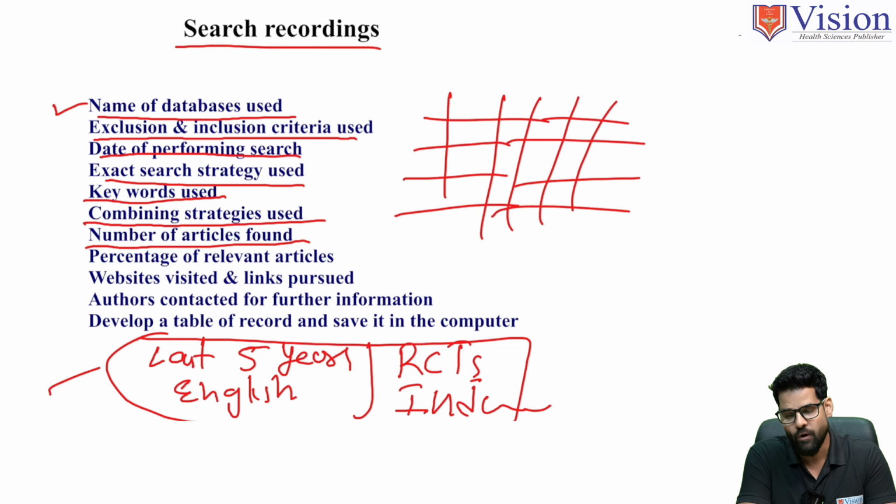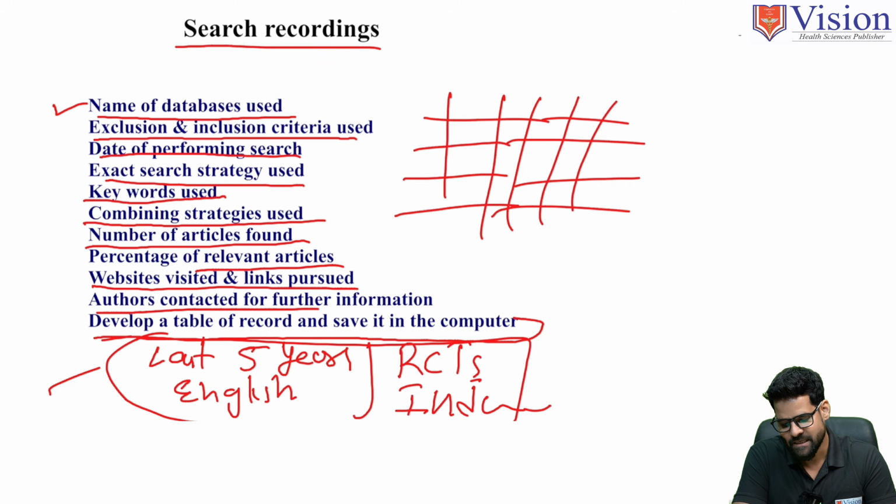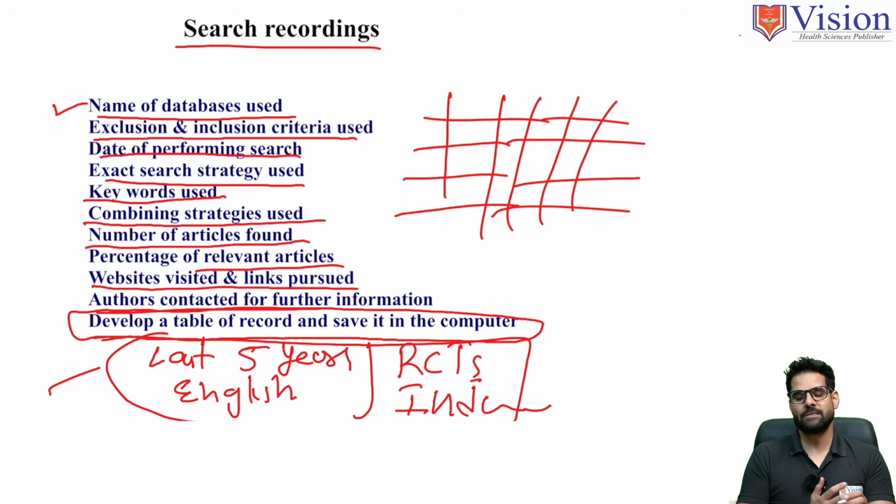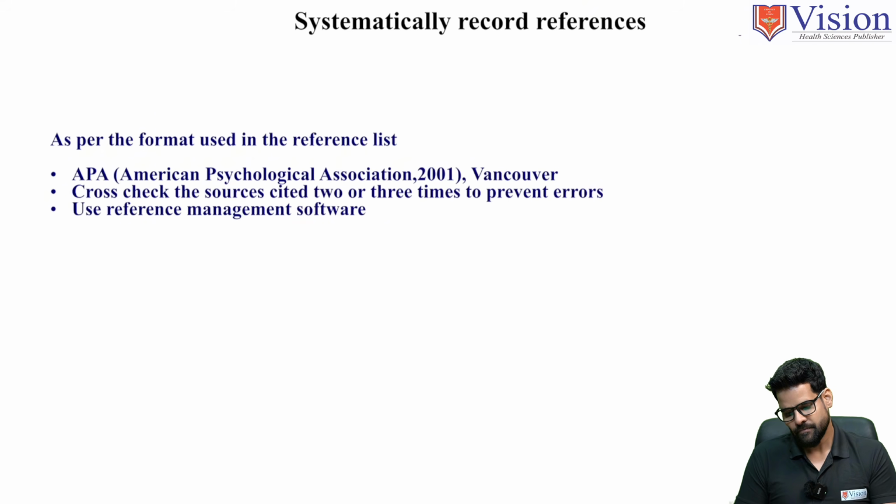The number of articles that you found, and the number of articles which were relevant to your research, because when you write something on PubMed or your database, it will give so many results, but you have to see the percentage of research which is relevant to your topic, right? Websites visited and links pursued, authors, if you contacted anybody, and all this information. Develop a table, record it and save it on your computer. So this is one way you can always record your searches.